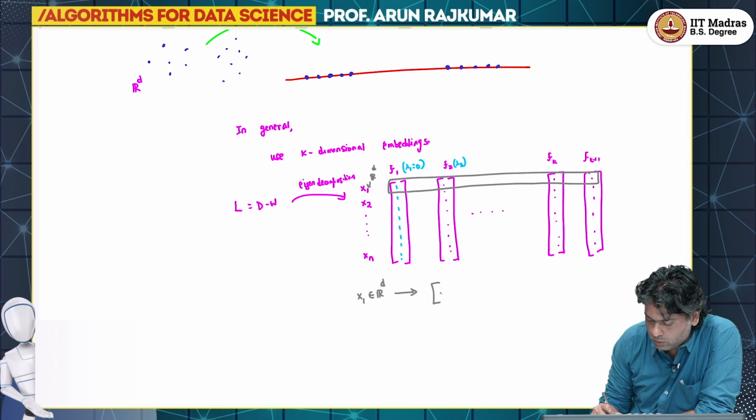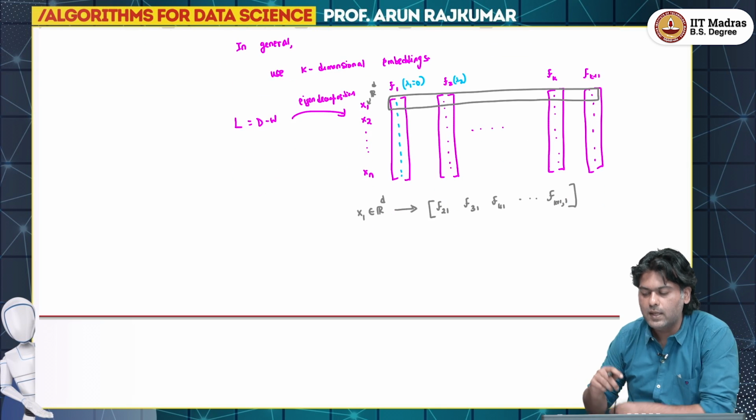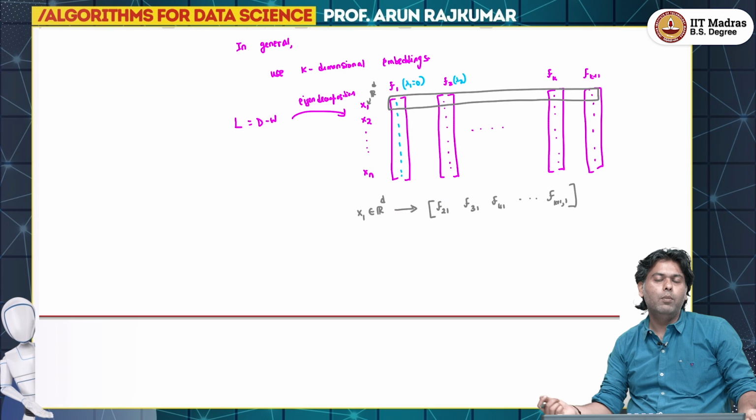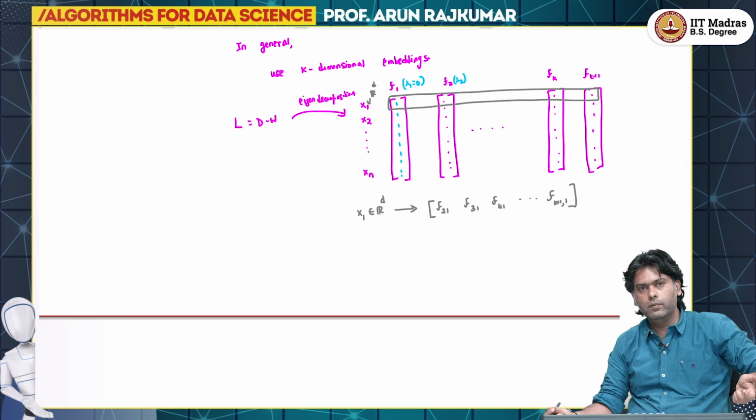have mapped it to f1's first, I mean, let us forget f1, because that is just going to be 1, let us take f2. So, let us say f21, f31, f41 till fk plus 1 1. What is this? This is a k dimensional embedding of my original d dimensional vector.